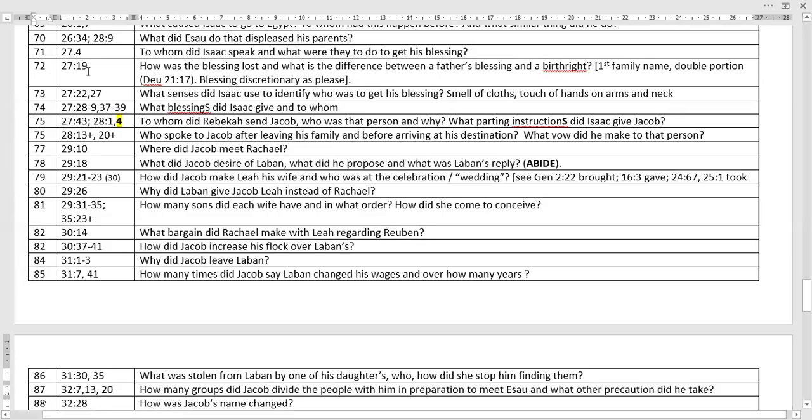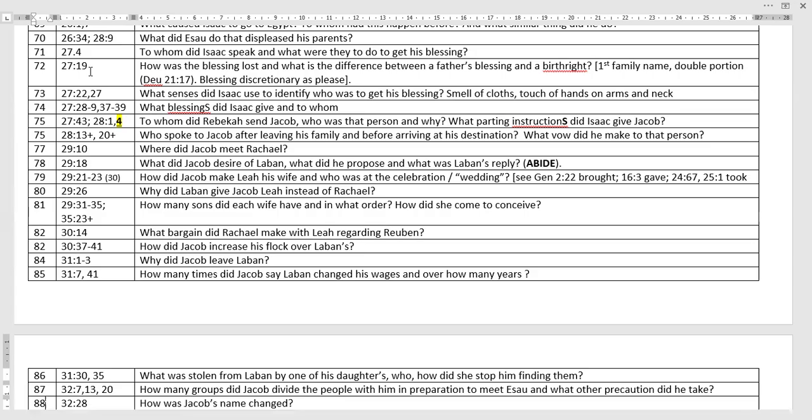All right. Question 72. How was the blessing lost, and what's the difference between a father's blessing and a birthright? Right, so the first is the family name. So you carry the family name. And the second is you get a double portion of the blessing, which we see in Deuteronomy chapter 21, verse 17. So as the eldest, you're supposed to get a double portion, and you carry the family's name and so forth.